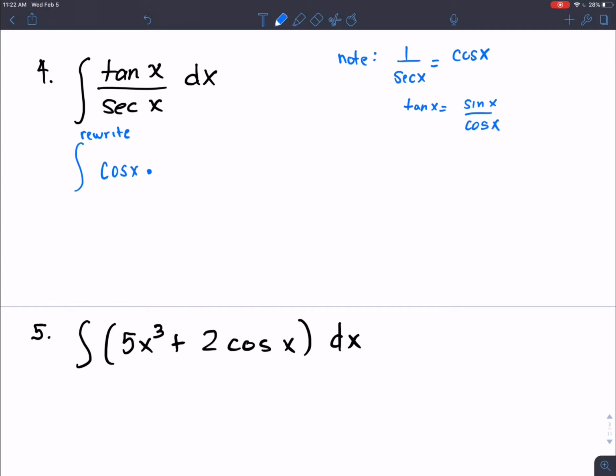So 1 over secant x is cosine of x. And then for the tangent x portion, I'm going to rewrite that as sine of x over cosine of x dx. And then of course you can simplify here before we ever start. That will cancel here, and so I'm still rewriting this, and this could be simplified as the sine of x dx. And then basically you just go to your integration rules right there.